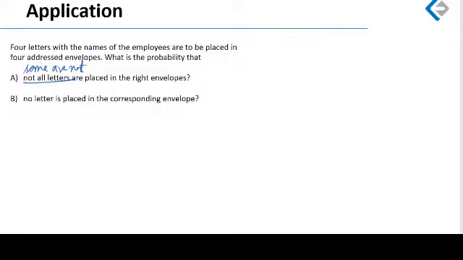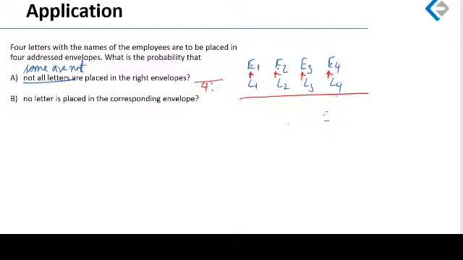Okay, 4 letters are there. There is envelope 1, envelope 2, envelope 3, and envelope 4. So how many ways can the letters be posted? Technically, letter 1 should go into envelope 1, letter 2, letter 3, and letter 4 into their own envelopes. But then what is the total number of ways? Somebody can post them so that one letter goes into one envelope. 4 factorial is the total. That's my denominator. 4 factorial is nothing but 24.